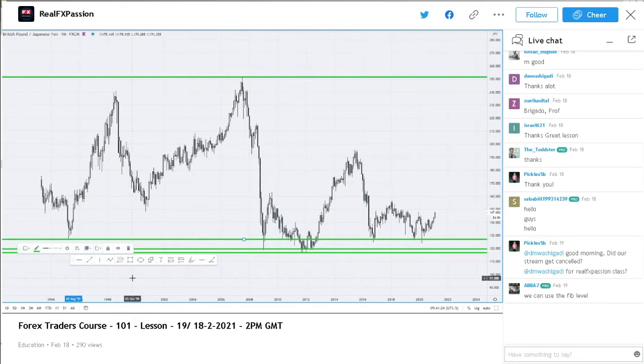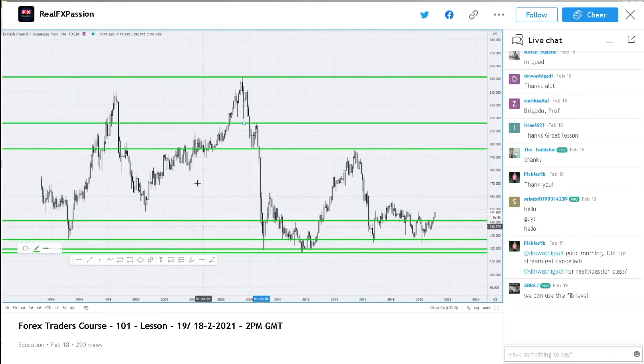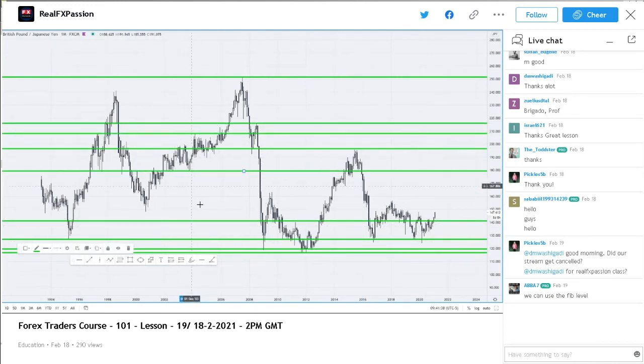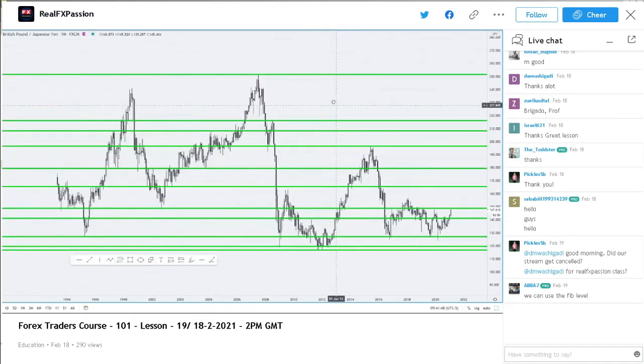This would be a pivot point. This would be a pivot point, and another, and another. Pivot points all along the chart. Okay, everybody. So this is from the monthly.